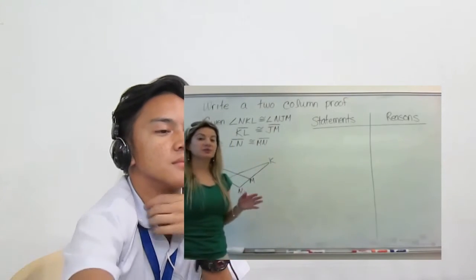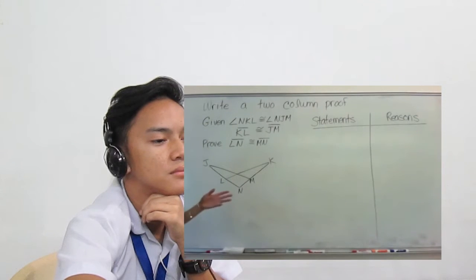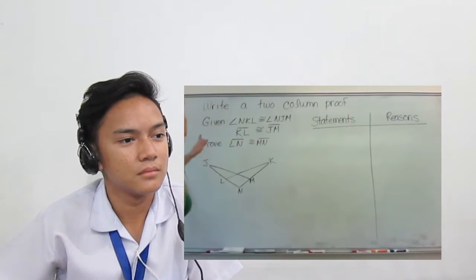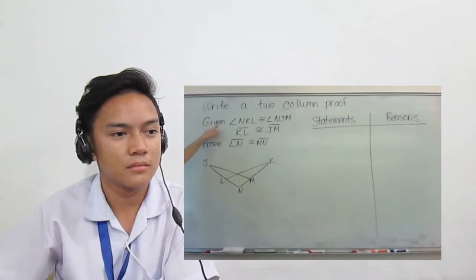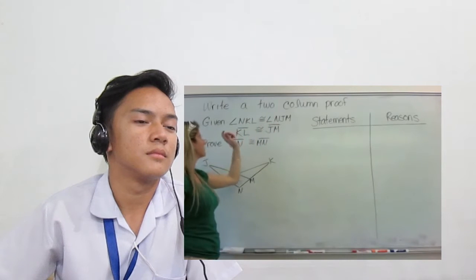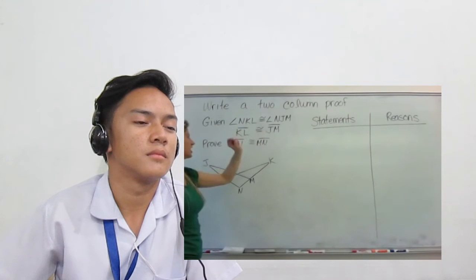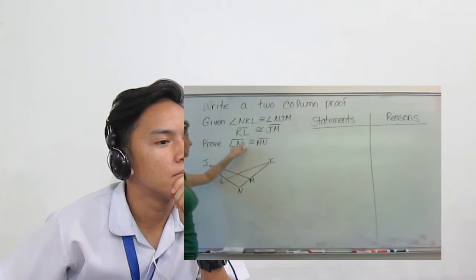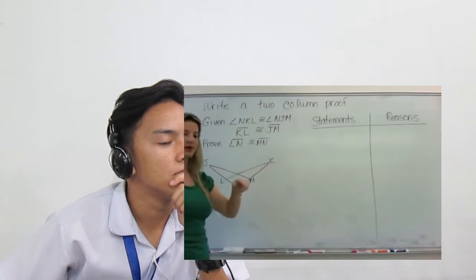Okay, so here's a proof that I was going to have you do while I was absent. So I'm going to make this video so that you can check your work after you have attempted it. So we're going to write a two-column proof, and we're given that angle NKL is congruent to angle NJM, and that KL is congruent to JM, and we want to prove that segment LN is congruent to segment MN, okay?